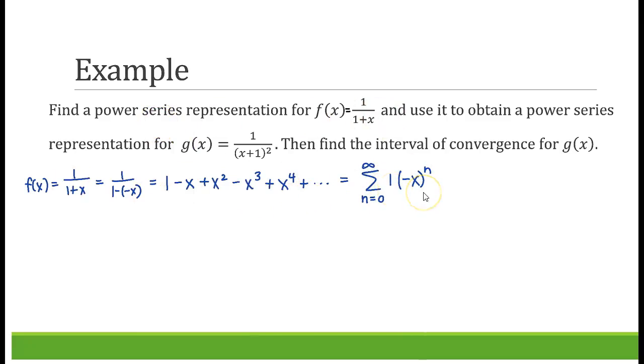And here, if we wanted to think about the radius of convergence, or even more specific, the interval of convergence, since it's geometric, a geometric power series converges whenever the absolute value of the common ratio is less than 1. So the absolute value of negative x, well, that's just x is less than 1. So my interval of convergence is between negative 1 and 1. But this is all for f of x, 1 over 1 plus x.